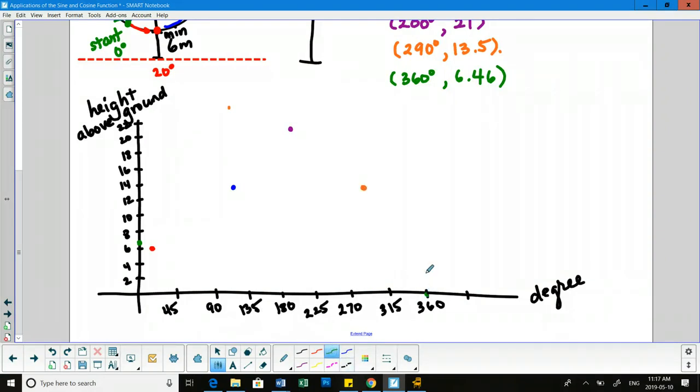And 360 is back just above that minimum where that starting point is, at 6.46, I think it was. So here's our full cycle. Goes like this.